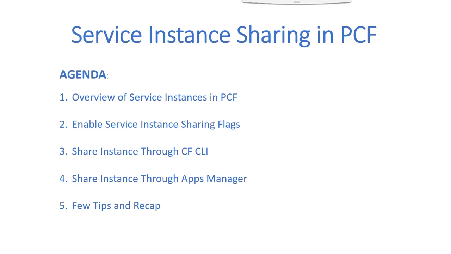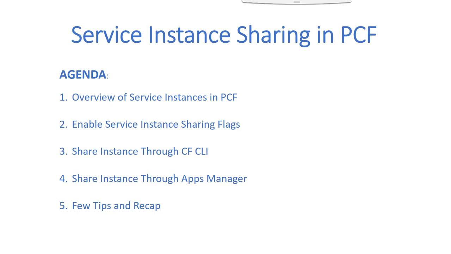Then after that we will try to understand what all the flags we need to enable in Cloud Foundry before we even start sharing the instances through different methods. There are two methods through which you can share the service instances. One is CF CLI and the other one is Apps Manager. We'll be talking about both of them in detail. In the last, we'll be talking about some tips, and we will also be recapping all the things we have learned today.